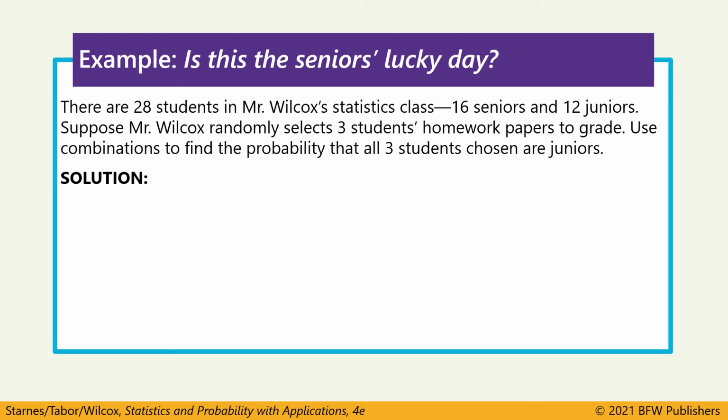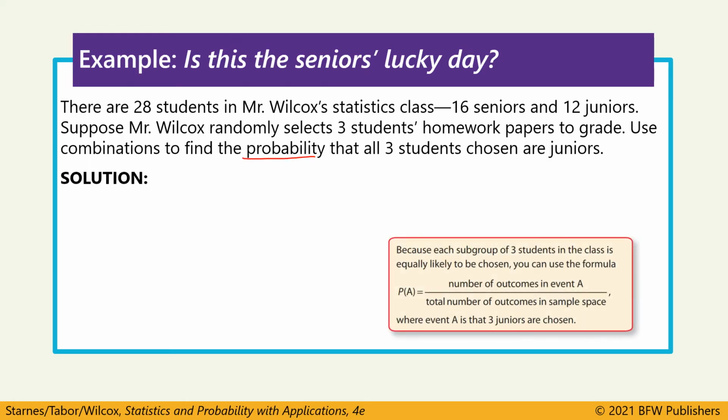are juniors. All right, so this is a probability problem, so this will be a fraction that we'll want to simplify to a decimal. The way we figure out what that fraction is, is to take the number of outcomes in event A and put it over the total number of outcomes. Event A is when we have 3 juniors being chosen.